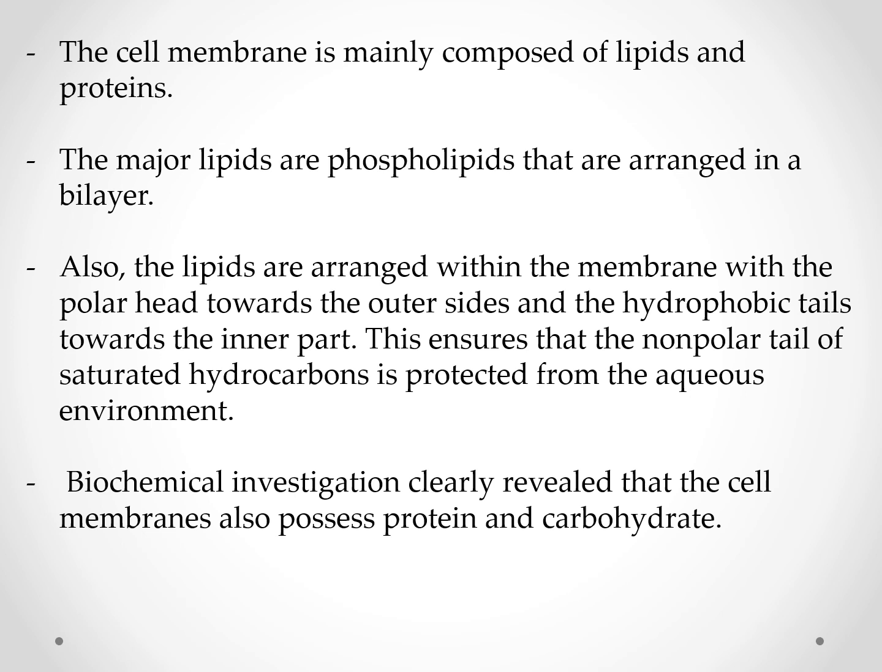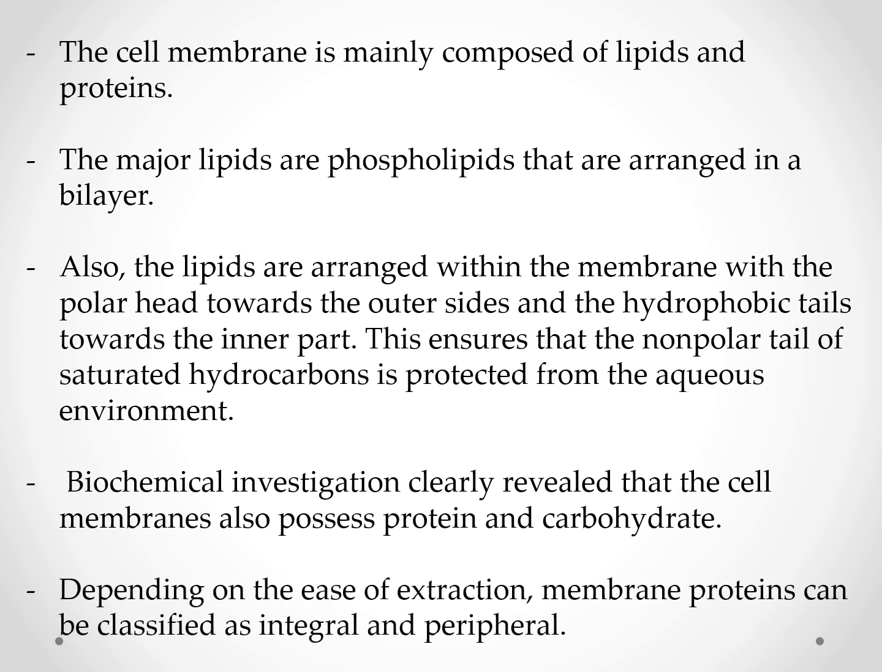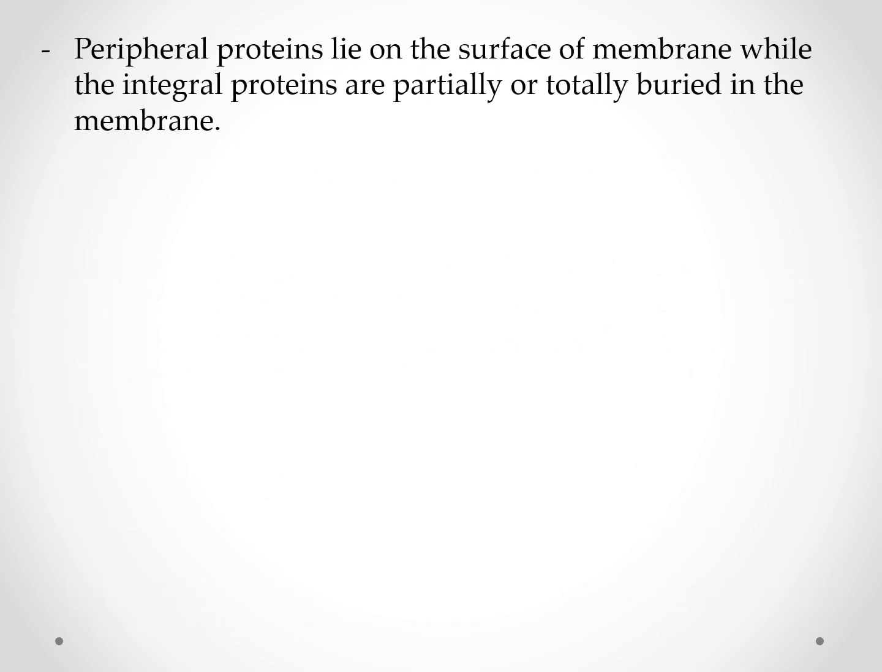Biochemical investigation clearly revealed that the cell membrane also possesses protein and carbohydrate. Depending on the ease of extraction, membrane proteins can be classified as integral and peripheral proteins. So in a cell membrane, there are proteins present, and these proteins are classified as integral proteins and peripheral proteins. Peripheral proteins lie on the surface of the membrane, while the integral proteins are partially or totally buried in the membrane.